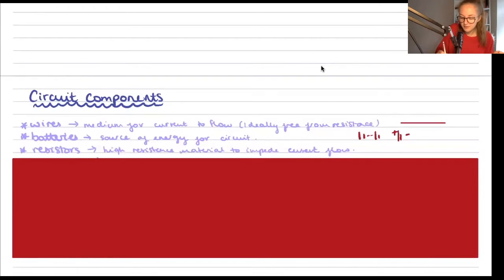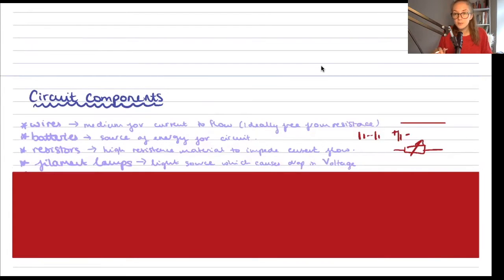And then a resistor has a circuit symbol like so. It's essentially a high resistance material to impede current flow, and slow it down to cause a potential difference. You can also get variable resistors as well, which will have a symbol like this. And it just means that you can change the resistance of the resistor manually.